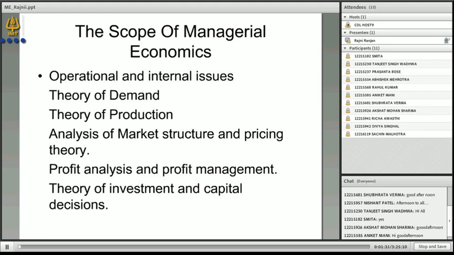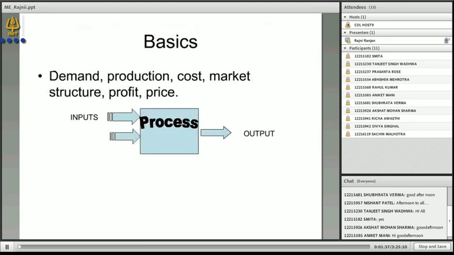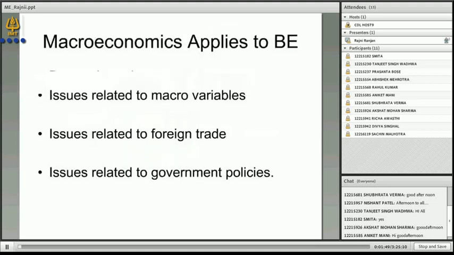Then we talked about the scope of managerial economics, what all is covered in it. These are the topics which we worked out on the basis of the basic input output model: demand, production, cost, market structures, profit, price. That is what we are going to study in the coming units.